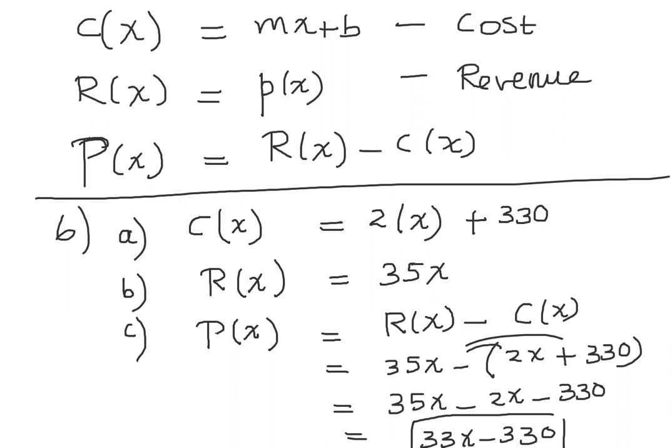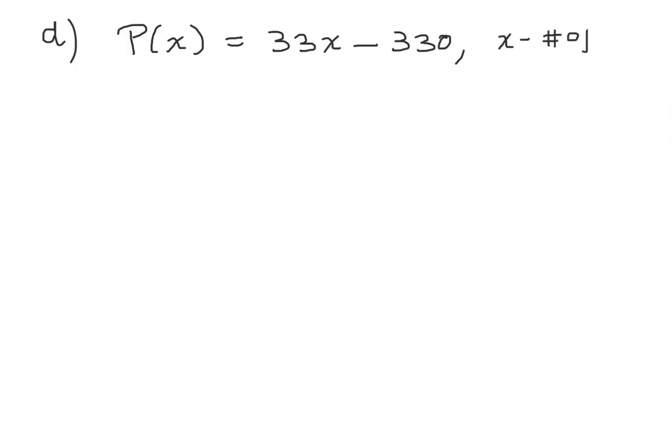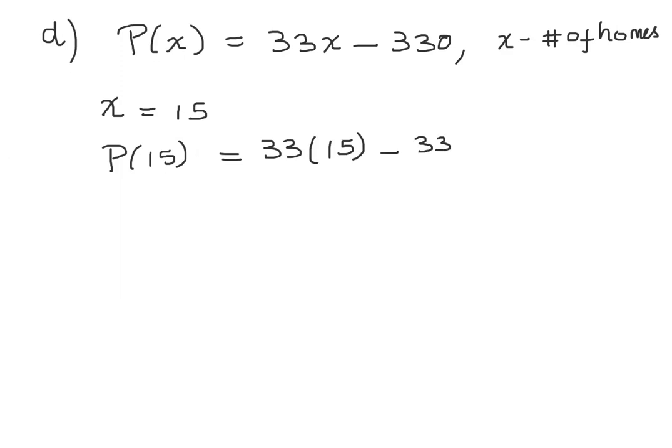So next we are going to answer the questions. How much profit will Lena make if she power washes 15 homes? So we know that P of x is 33x minus 330, where x is the number of homes. So plug in x equals 15. So P of 15 equals 33 times 15 minus 330, which is going to be $165. That is her profit.